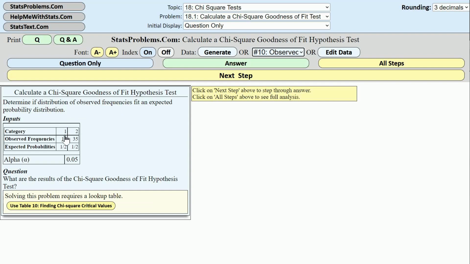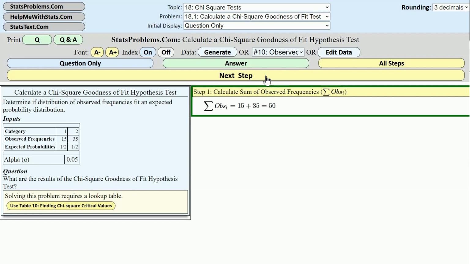For the first category, the observed frequency is 15 and the expected probability is 1/2. For the second category, the observed frequency is 35 and the expected probability is 1/2. Alpha is 0.05. What are the results of the chi-square goodness of fit hypothesis test? Let's step through the solution by clicking on the Next Step button.